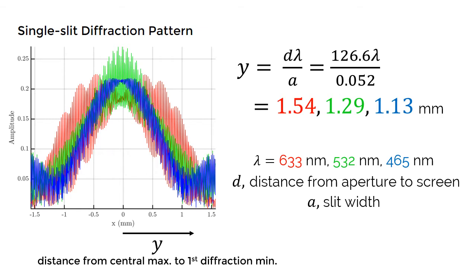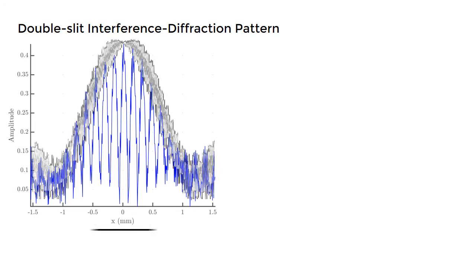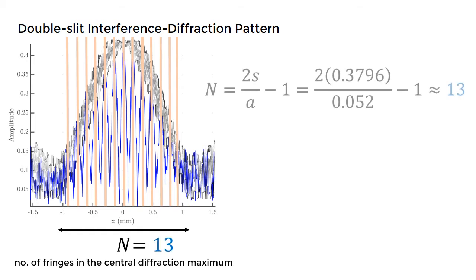For the double slit, we can take just the blue pattern for brevity and overlay the blue light source single slit diffraction pattern on it. We then count the number of fringes inside the central diffraction maximum, which is 6 on either side and 1 at the center, for a total of 13 bright fringes. This result also agrees well with the analytical result.